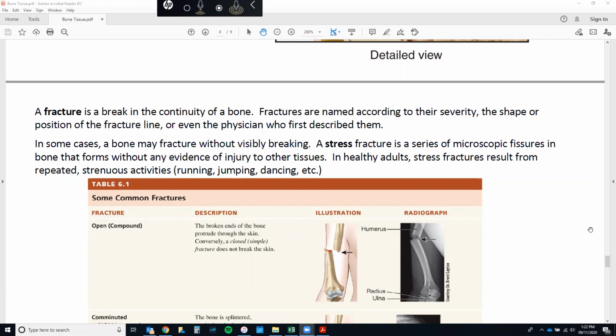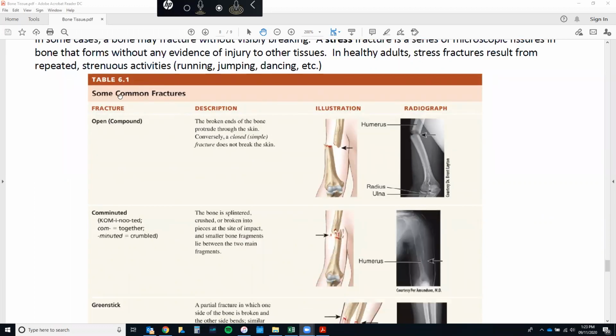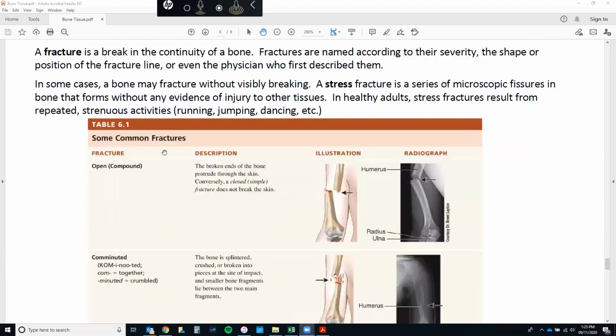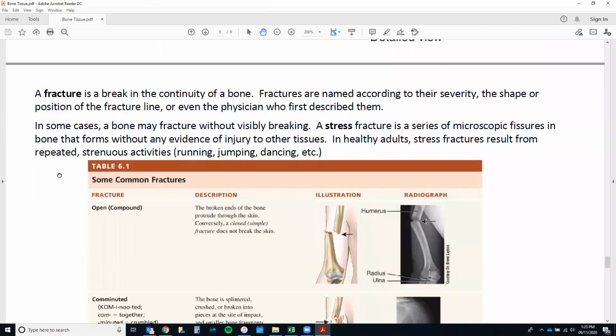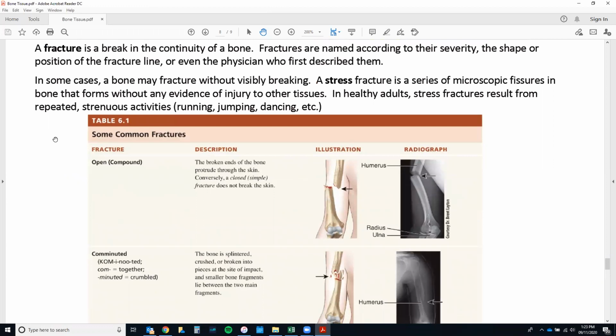Okay, so a fracture is described as a break in the continuity of a bone, and they are named according to severity, shape, position of the fracture line, or even just the position it first described them. That's what's listed down here in table 6.1. The key feature here is that it's an acute injury, which means that it happens, you fall and you break your arm, or you get an accident and you break a leg, something like that. Okay? It's a sudden type injury, whereas a stress fracture is described as a chronic injury.